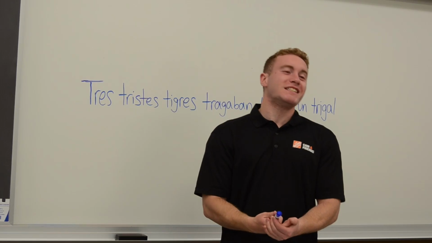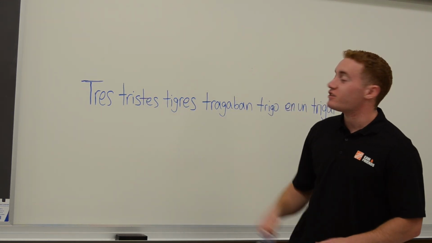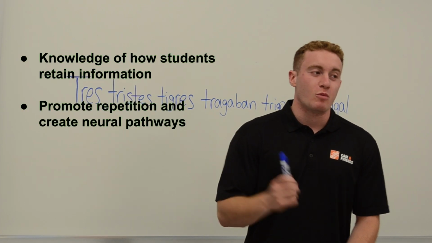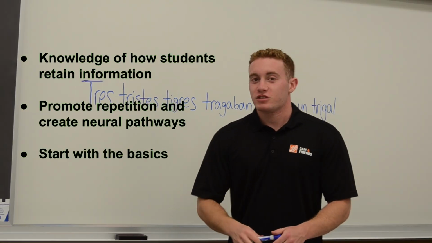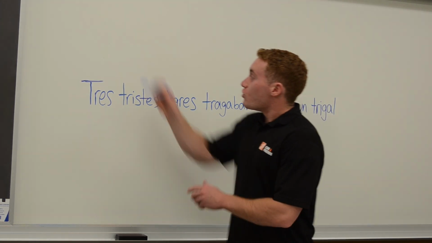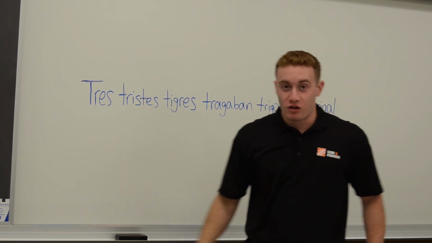For example, instead of teaching big complicated concepts, such as this sentence, tres tristes tigres trabajan trigo en un trigal, it's a little bit more important to start with the basics, such as the number tres, which means 3, and you can start with uno, dos, tres before you jump into the big long sentence that none of the students are going to understand.